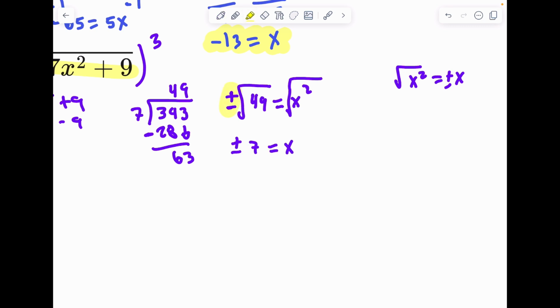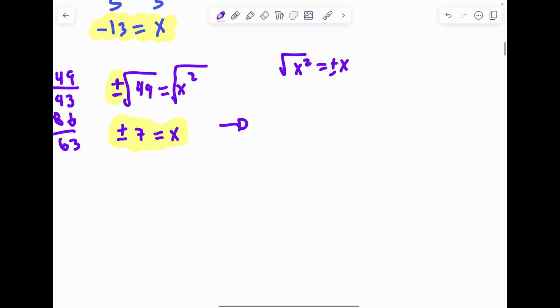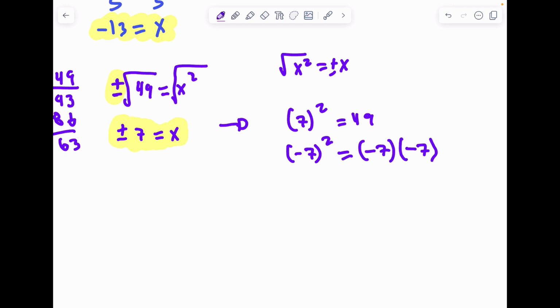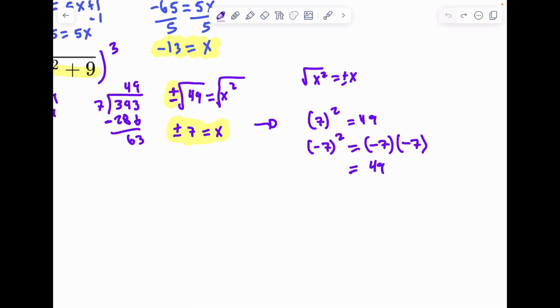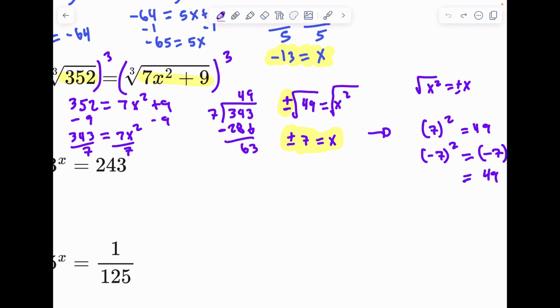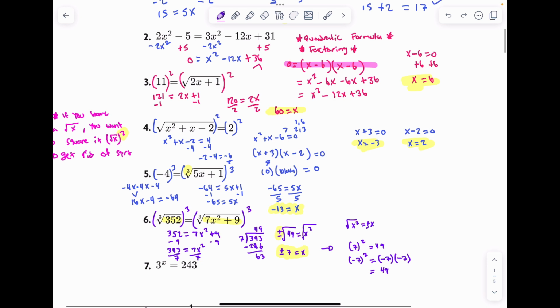Now, this is important. You always need to bring in that plus and minus. Why? Because if I have 7 squared, that is equal to 49. Now, if I have negative 7 squared, that is equal to negative 7 times negative 7, which is equal to 49. So both of them are solutions, okay? So you need to make sure you talk about both the plus and the minus 7. Okay, we're making some progress here.